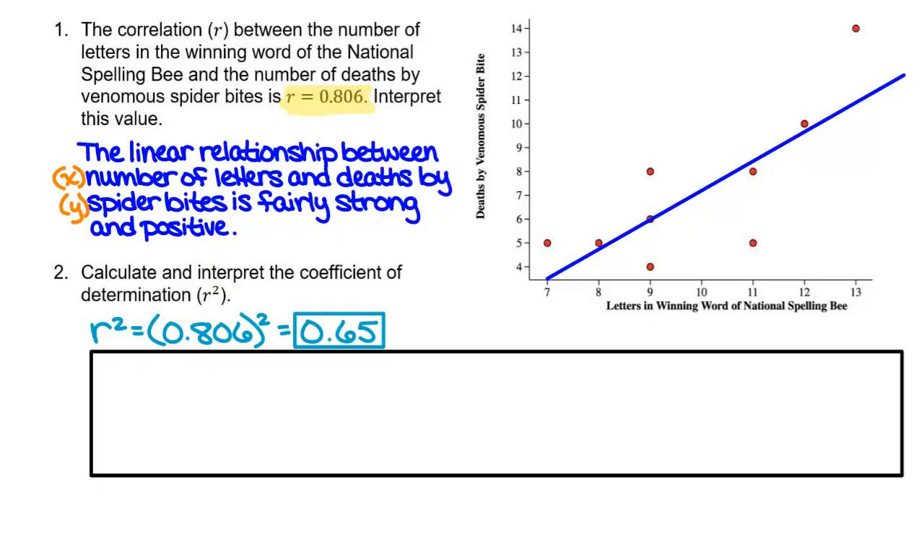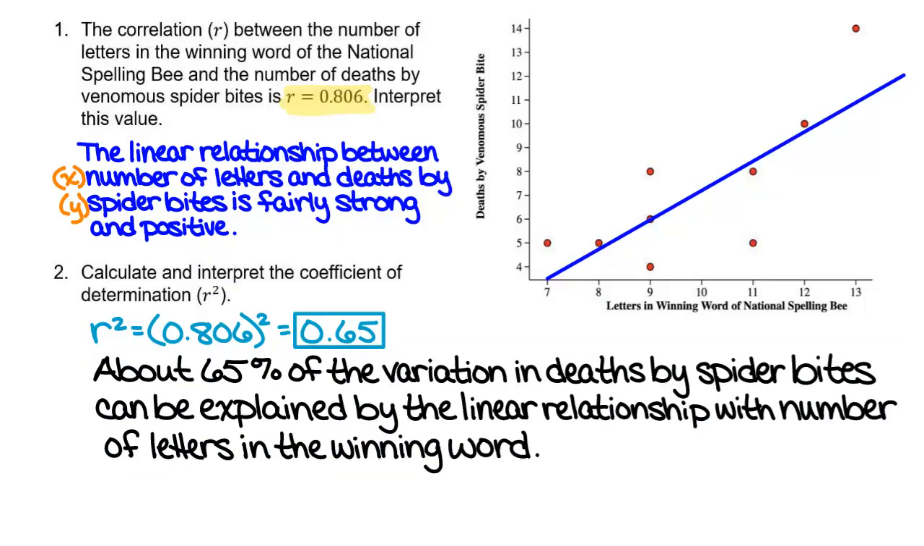What would this sentence be? In Y. So what is our Y? The death by venomous spider bites is explained by the linear relationship with the number of letters. Yes. About 65% of the variation in deaths by spider bites can be explained by the linear relationship with the number of letters in the winning word.